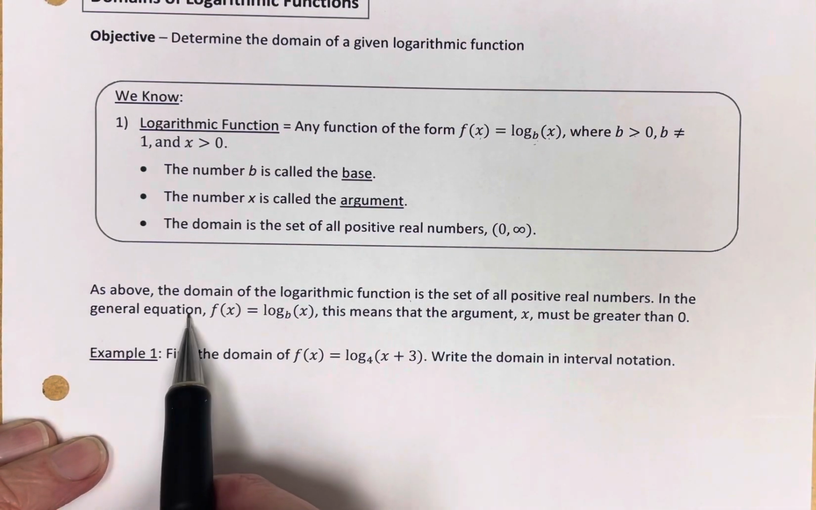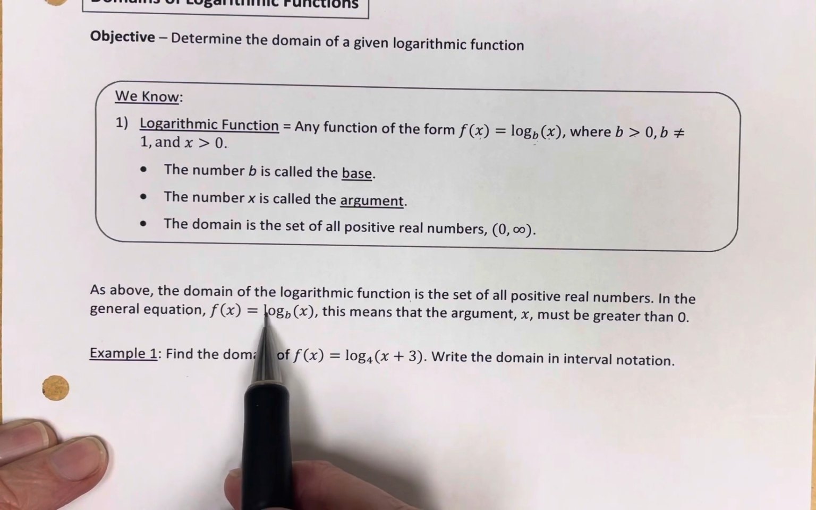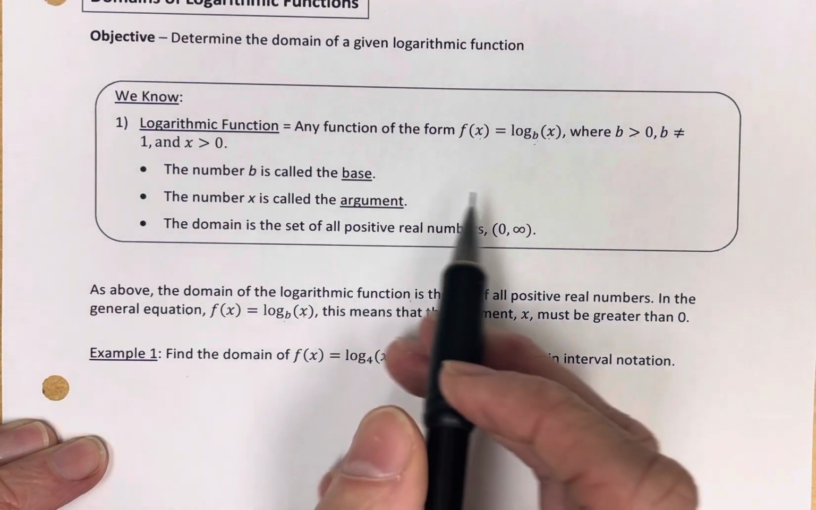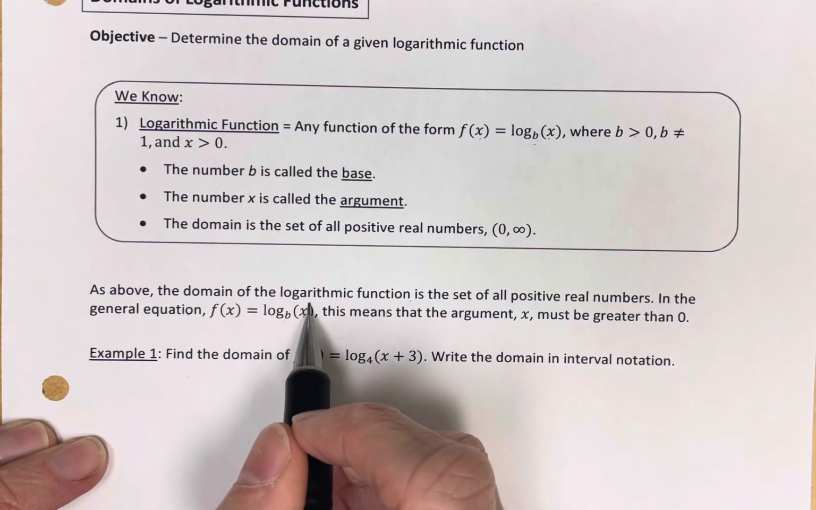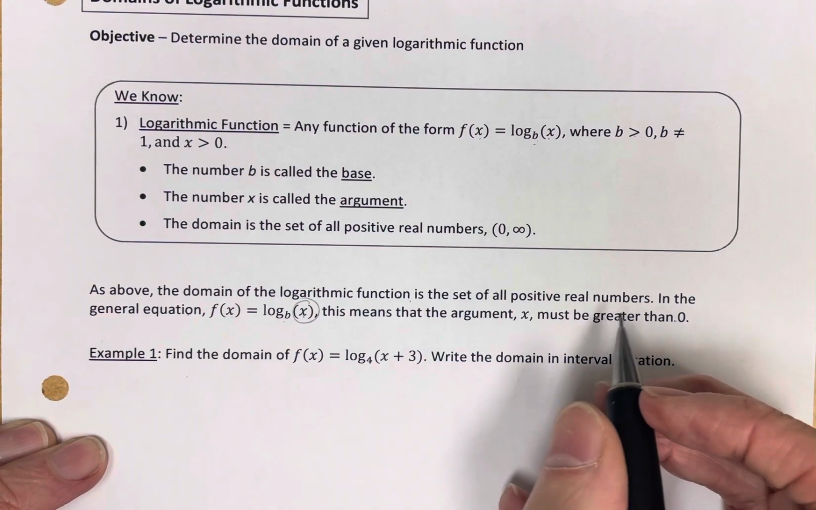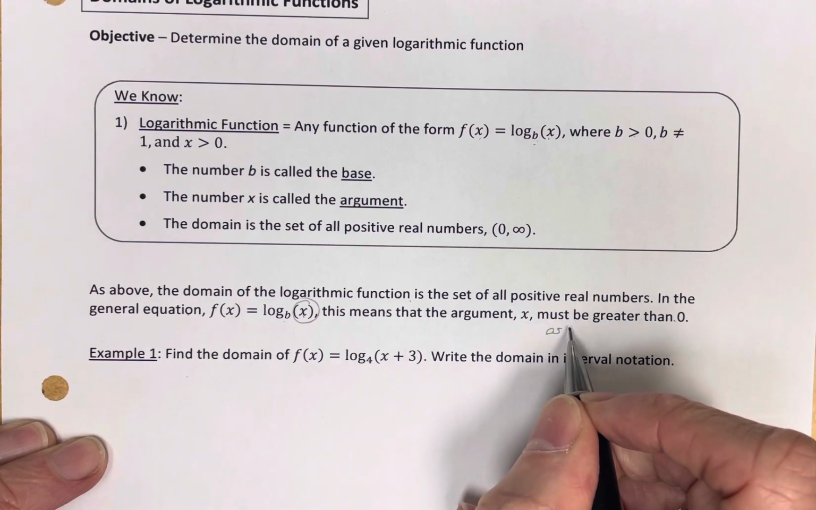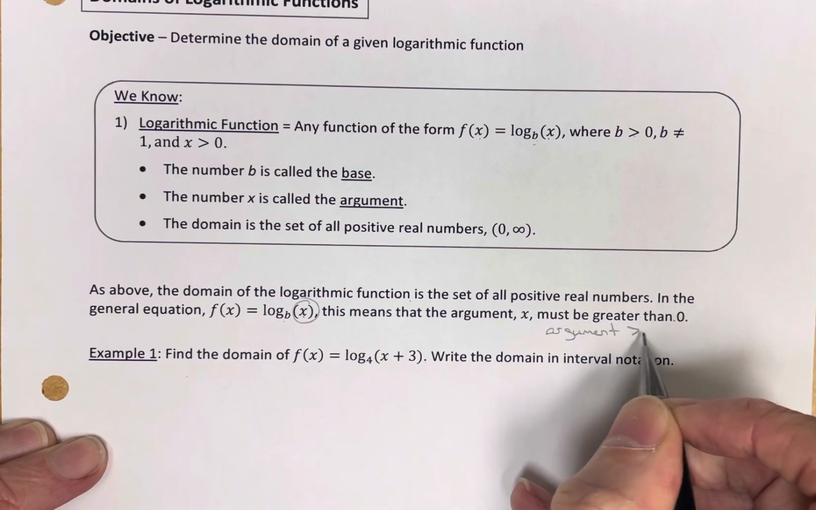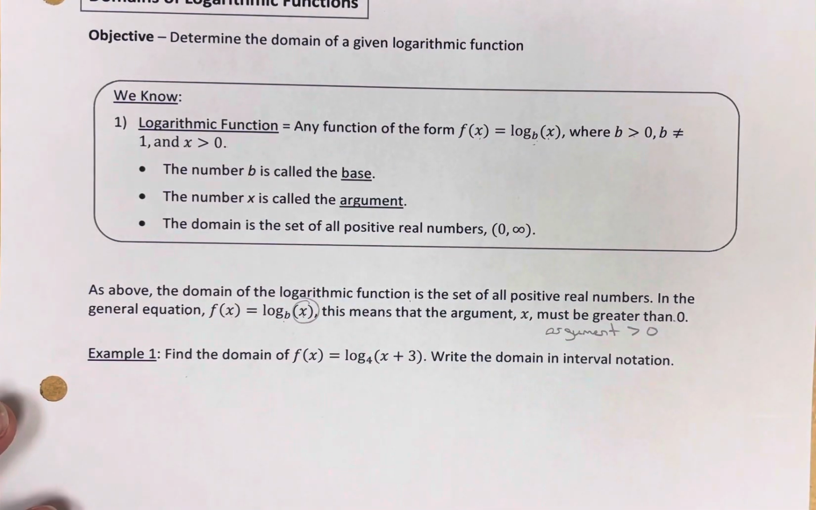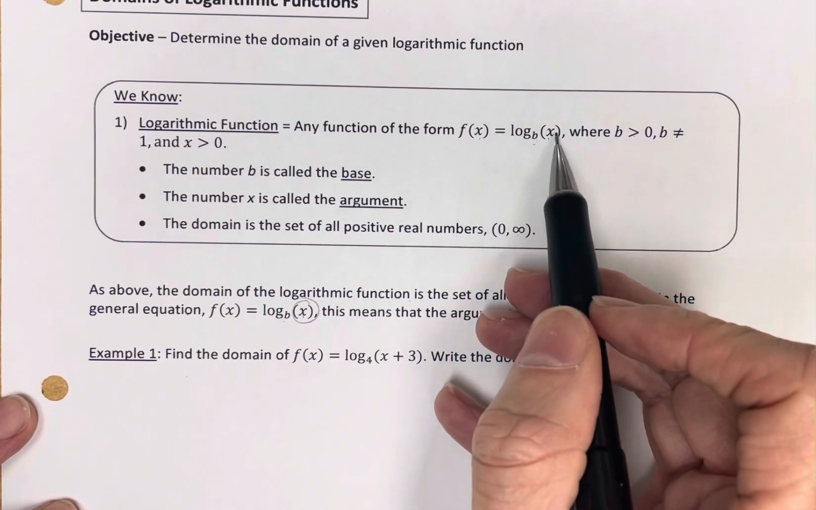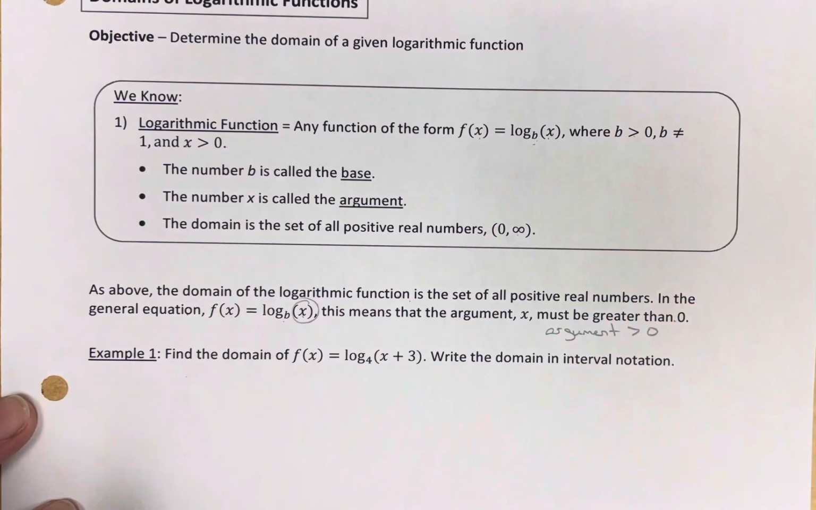In the general equation, f of x equals log base b of x, this means that the argument, which is x, this piece right here, must be greater than 0. It must be positive. So let's note that: argument must be greater than 0. The domain is all positive real numbers, so this has to be positive.